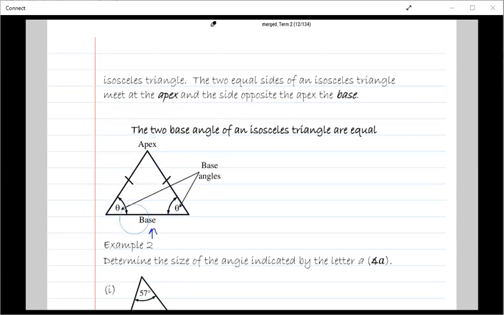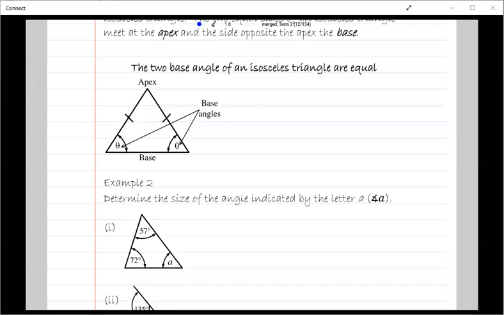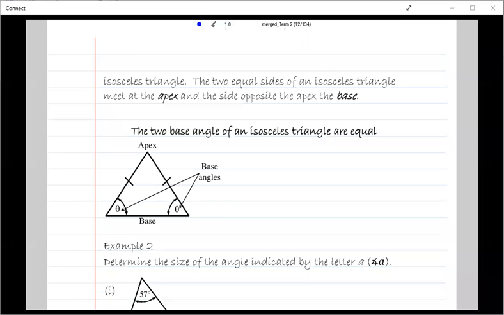All right, so far, what have we learned? The three interior angles of a triangle add up to 180 degrees. We've learned that the exterior angle of a triangle is equal to the sum of the two opposite interior angles. We have learned that the two base angles of an isosceles triangle are equal. Now, let's have a look at example 2.